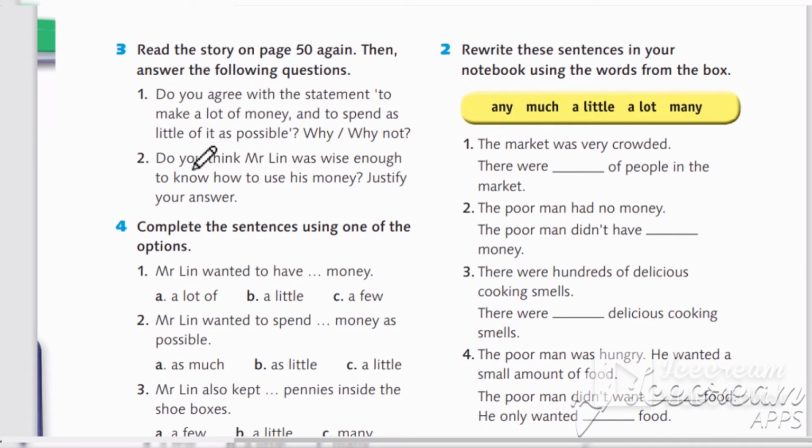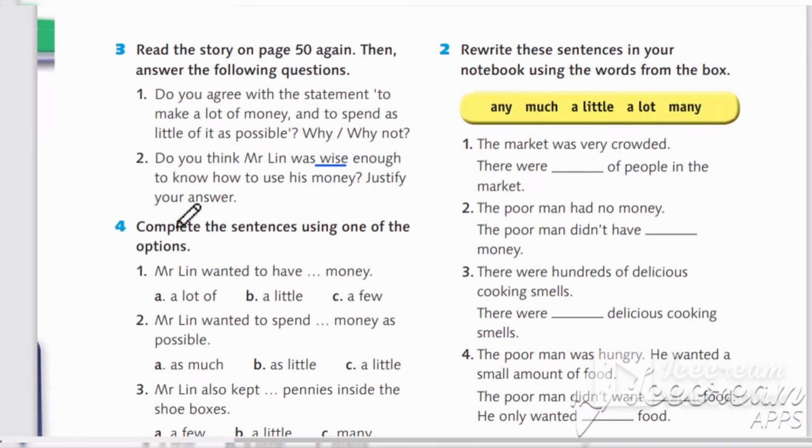And question number 2, do you think Mr. Lin was wise enough to know how to use his money? Justify your answer. Stop the video, go back to the story and draw your own conclusions. I want to hear your opinion. Is it fair for a person to collect a lot of money and not spend it? And was Mr. Lin wise enough to know how to use his money? I've answered the question for you.